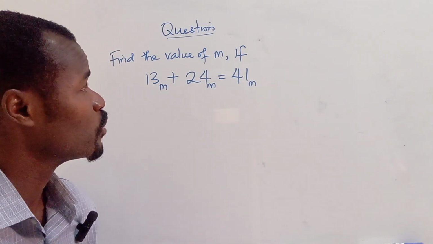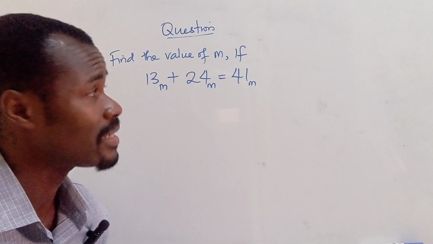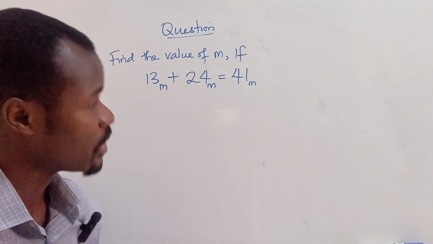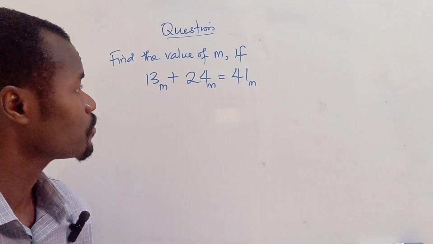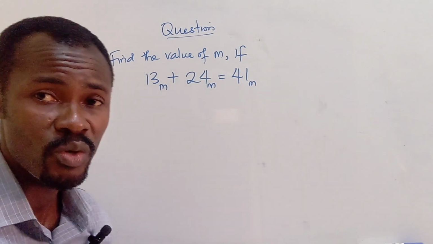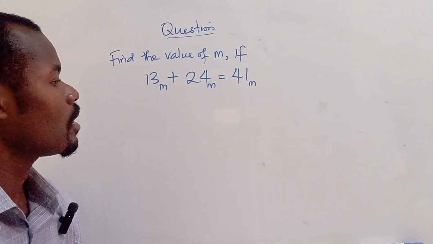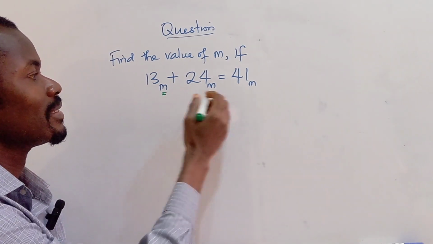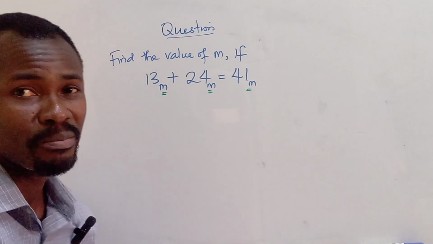Alright, so today we have a question on the board on number bases. It says find the value of n. If we have 13 base n plus 24 base n is equal to 41 base n. When you see bases like this, it has to do with number bases.